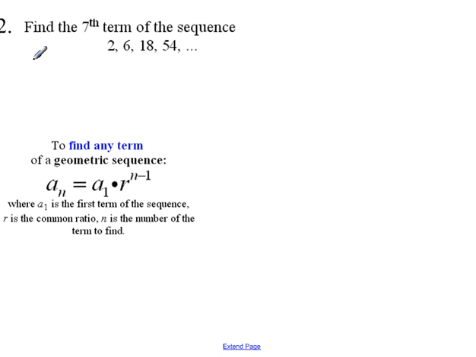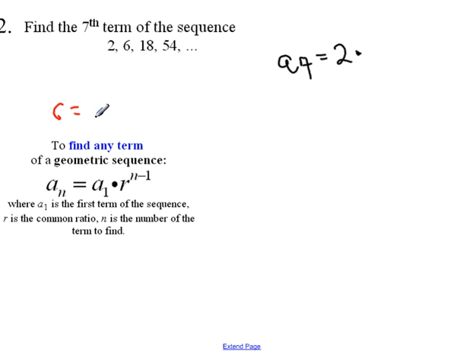Find the 7th term of the sequence. So if you want to find the 7th term, we're going to use the formula that you see here. So we are looking for A7, that's the 7th term. A1 represents the first term, that's 2. So it's going to be 2 times R, that's the common ratio.